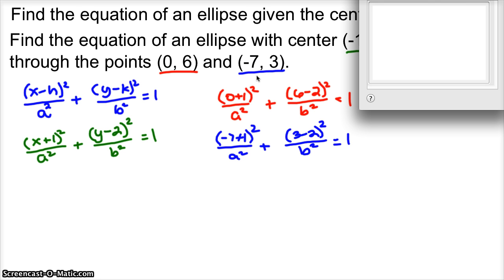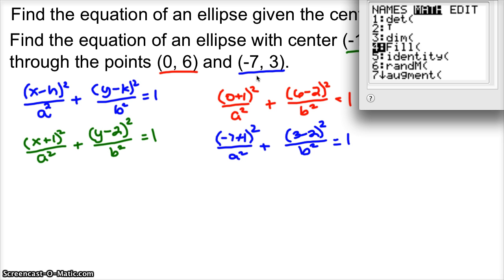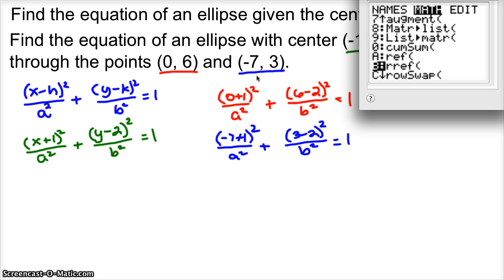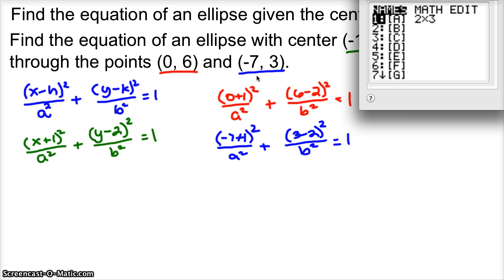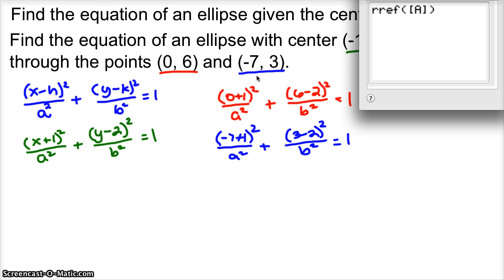In the math menu, we are going to choose letter B. Remember, we do B for Beth. Oops. Okay, that's that RREF command. Okay, so press enter. Right, go back to the matrix menu, and we're going to choose A because that's where I typed it in. Okay, and in parentheses, and then I'll press enter.